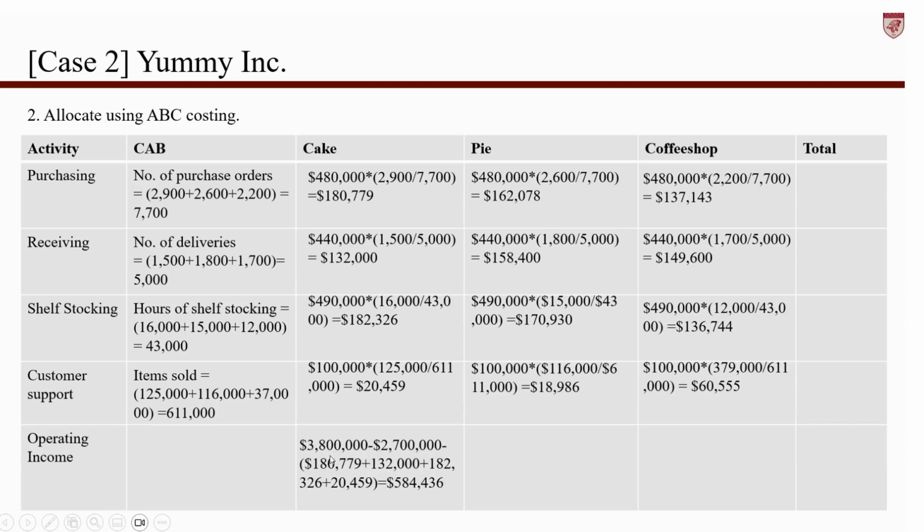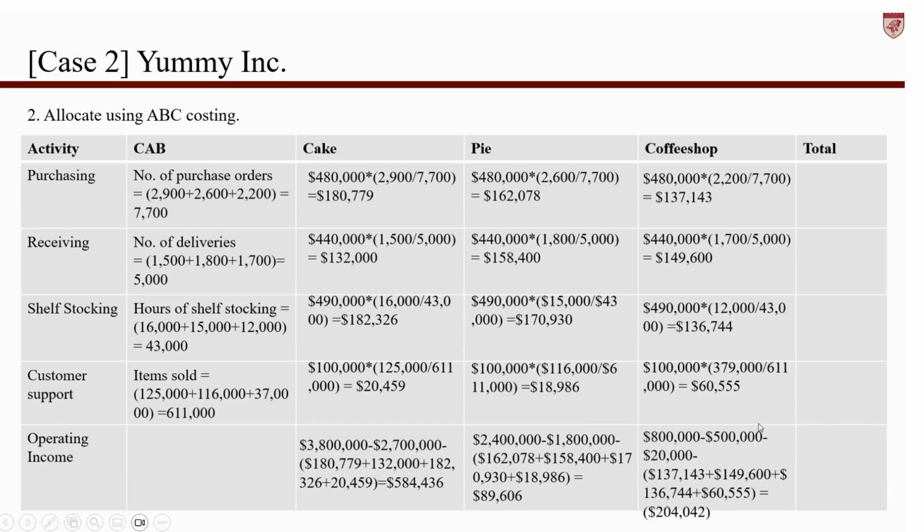And then the operating income would again be the revenue minus the cost of merchandise and the sum of all these activity costs, for pie as well. And then for coffee shop, again, it's important to further subtract the direct operating cost of $20,000. And then you will actually see a negative income. But the total operating income itself of $470,000 should be in line with the operating income under the job costing, the first question. Okay.